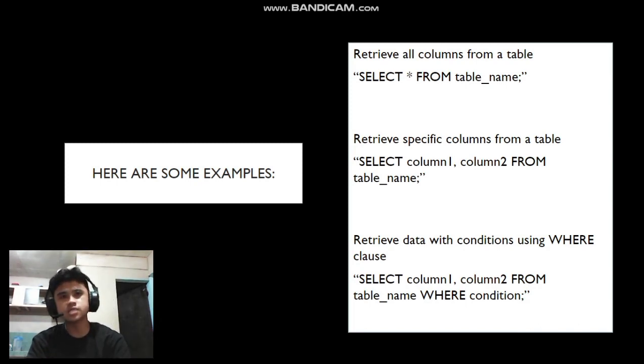Select specifies the columns or expression you want to retrieve from the database. From indicates the tables from which you want to retrieve the data. As you can see here, there's a from in here. And where is an optional clause that allows you to specify a condition to filter the rows based on certain criteria. Only the rows that meet the specified condition will be included in the result set.